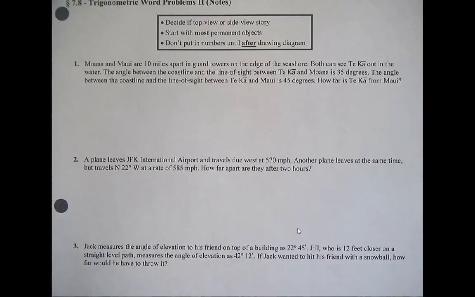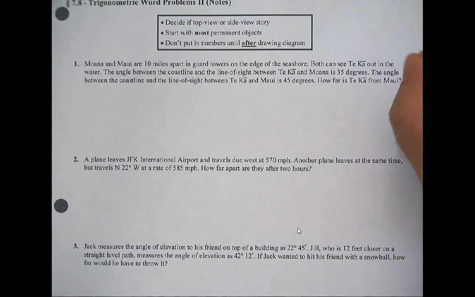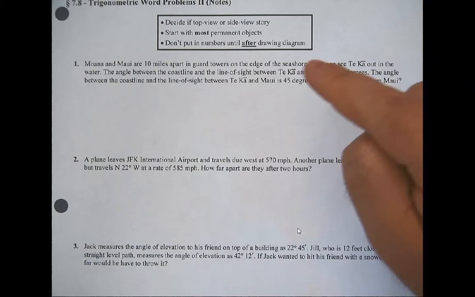Okay, so don't worry about the numbers. Just think, what are the things that are happening in this story? What are the permanent objects, or just the objects? Moana and Maui are in these guard towers. So we've got two guard towers. We've got the edge of the seashore.